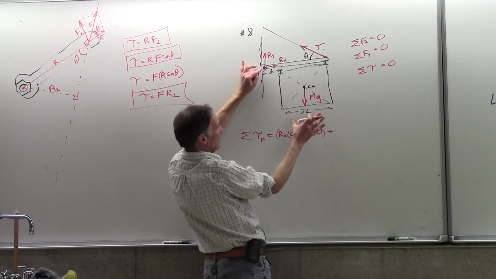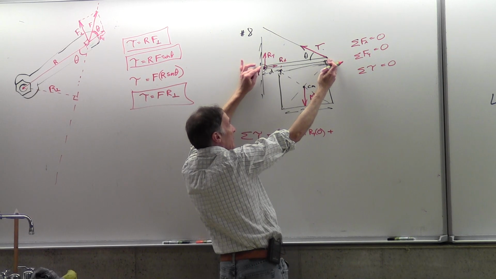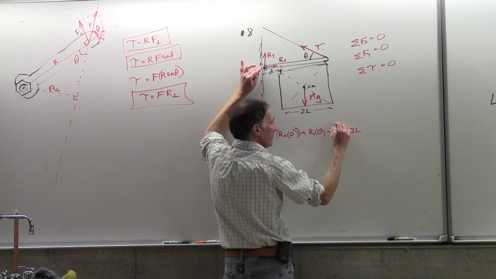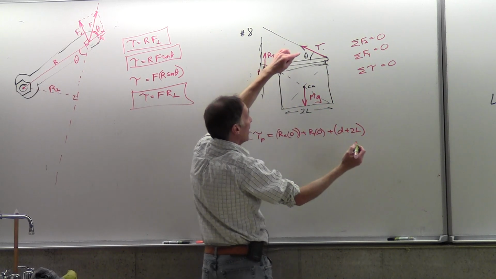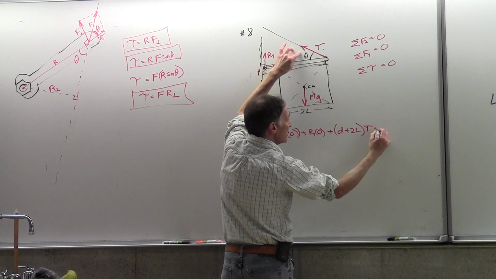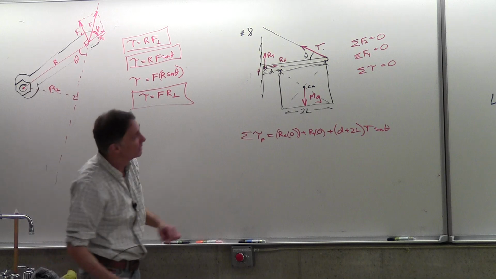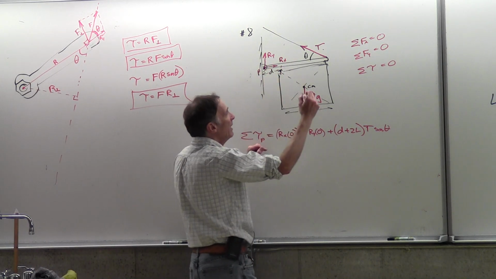Well, let's see, he puts it as 2L plus D. That would be the length of the beam. So that's D plus 2L. That's going to be the length of that thing. That's R times T times the sine of the angle between them. And again, they just call it theta. So that's going to be a positive torque.